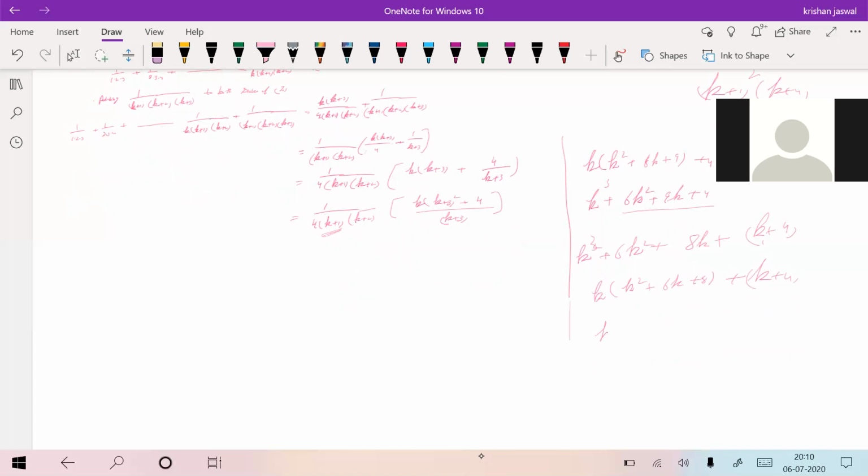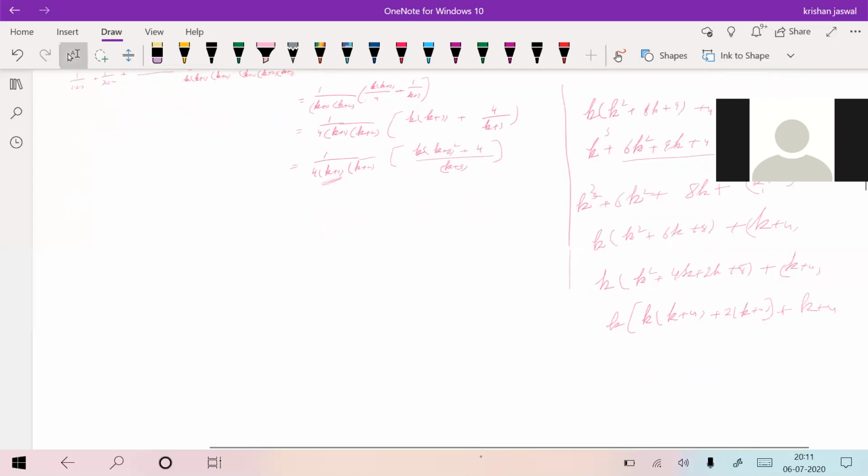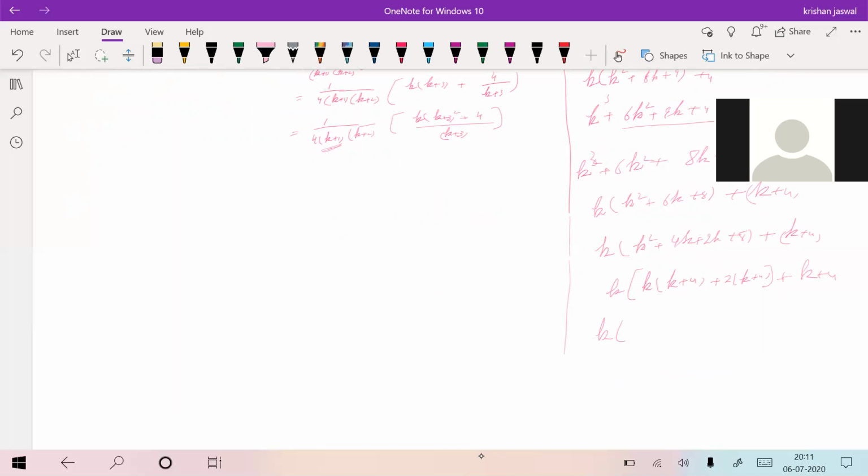Now k into k square plus 4k plus 2k plus 8, say 8. k plus 4. k into k common, k plus 4, plus 2 as common, k plus 4. k plus 4 plus k plus 4. k into k plus 4 into k plus 2 plus k plus 4. Now what is common here?